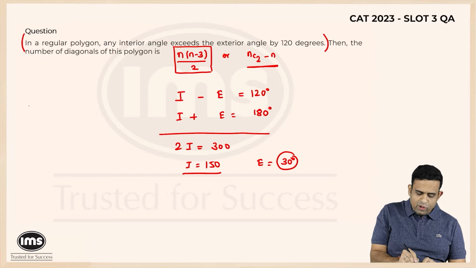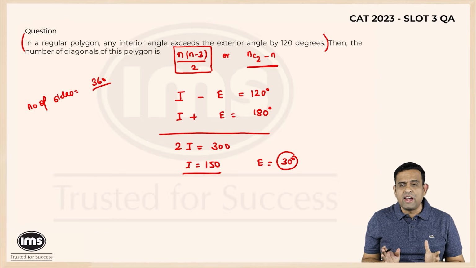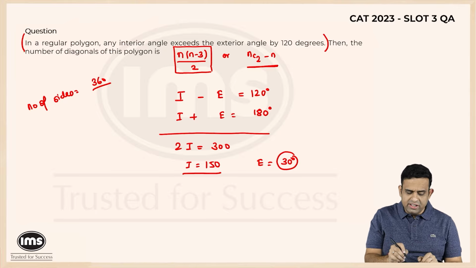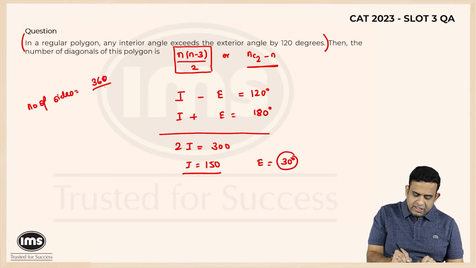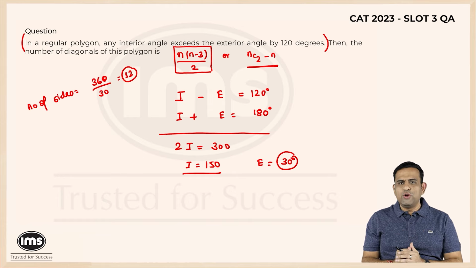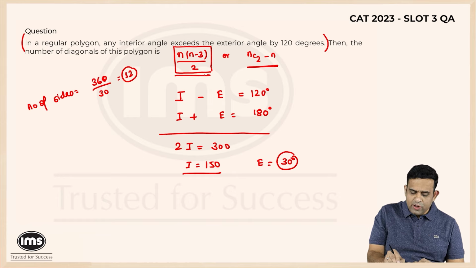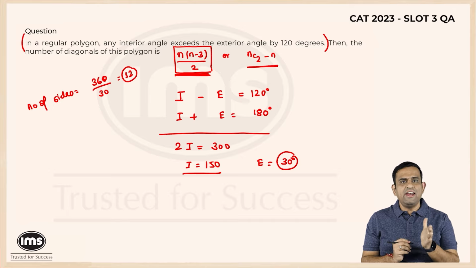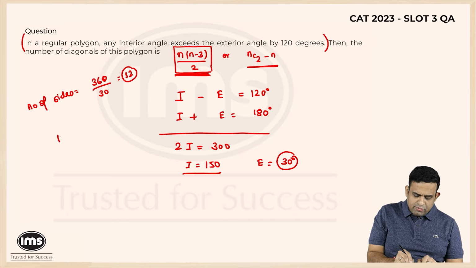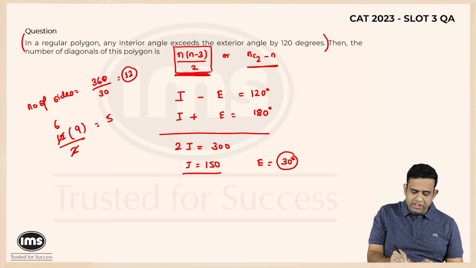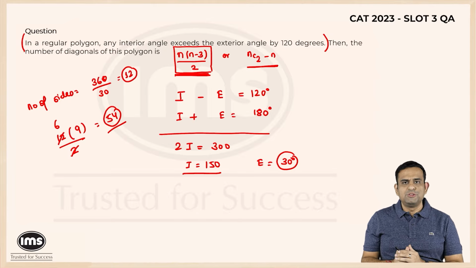And since we know that the total sum of all the exterior angles must be equal to 360 degrees, the number of sides becomes 360 divided by 30, giving you 12. So once I got the number of sides to be 12, we can simply put the value of n equals 12 in this formula, n into n minus 3 by 2. So it becomes 12 into 12 minus 3 is 9 divided by 2. So it becomes 6 into 9, giving you 54. And that's the required answer for this particular question.